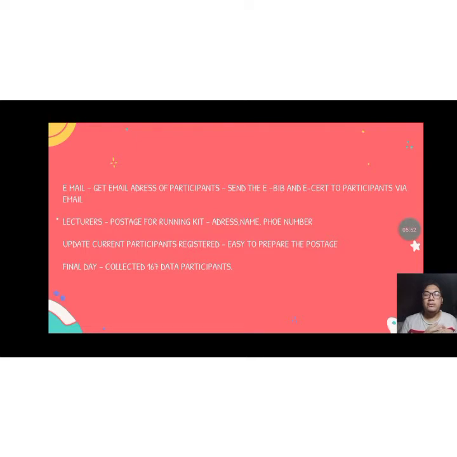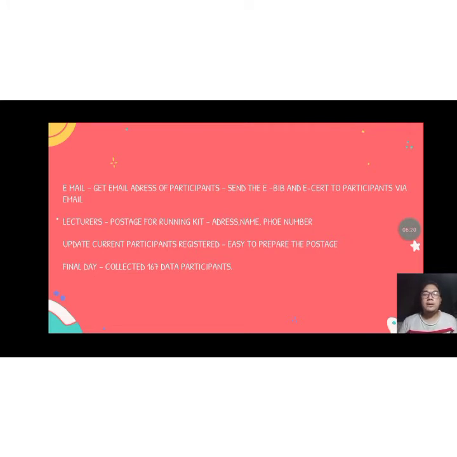Then we move on to the Department of Email. The Department of Email will have the email addresses of the participants from our department, so that this team can send an email to participants about their EBIP number before the virtual run starts, and then they will send the e-cert after the event to the participants.